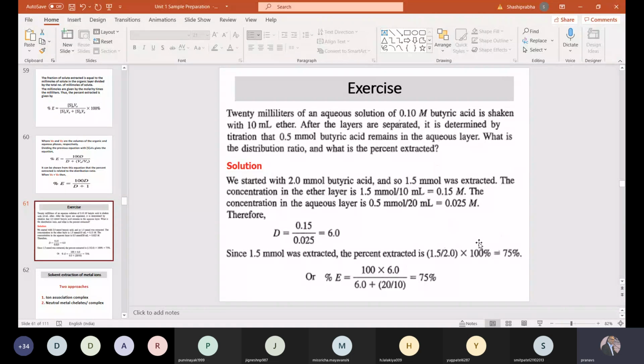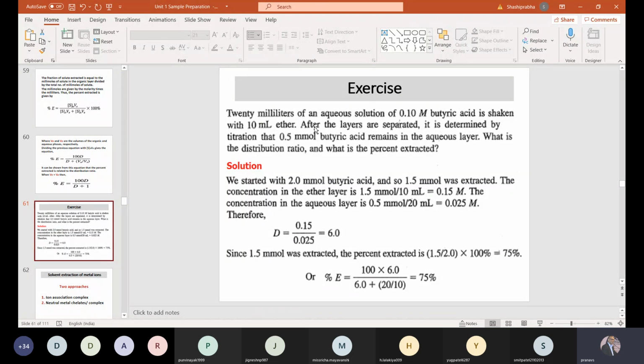Now, this is again a simple problem which helps us understand how we can find the D values and the percentage extraction. The problem is: 20 ml of an aqueous phase solution of 0.1 molar butyric acid is shaken with 10 ml of ether. So we know that the aqueous phase is 20 ml and the organic phase, ether, is 10 ml.